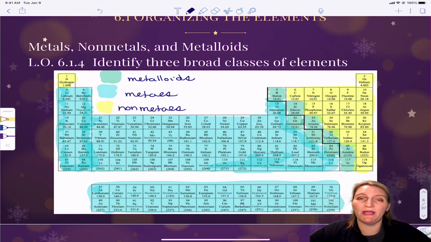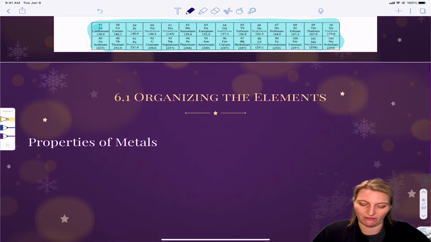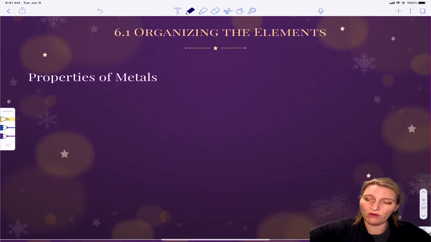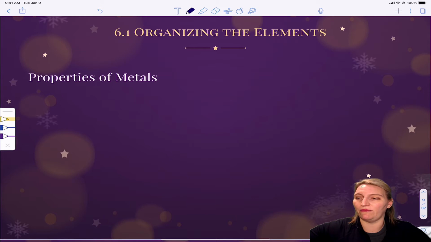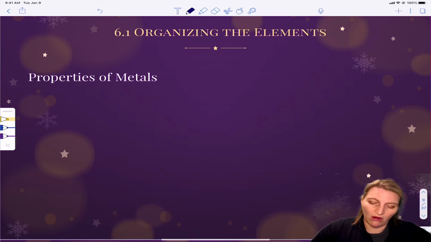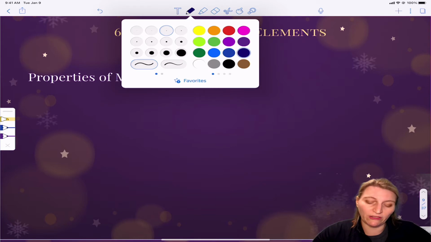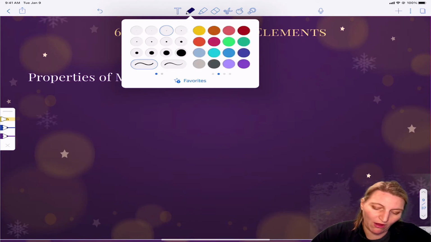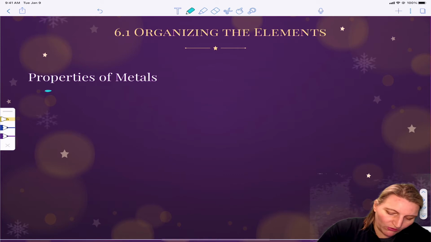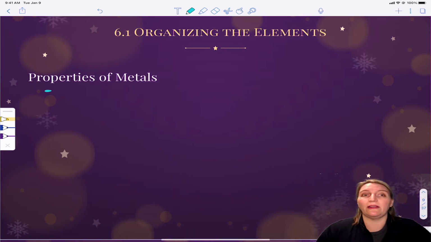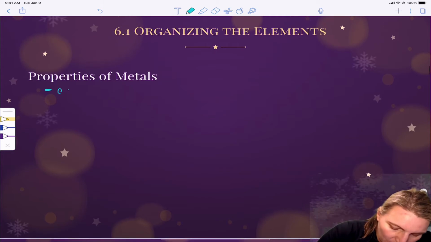So now that you have the periodic table color-coded, we can actually talk about some of the properties of these particular groups of elements. So what would be some of the properties of metals? Well, a lot of these are going to be properties that you may already know, or things that you already know about metals. So, when we think of a metal, think of like copper or iron or nickel, something like that. All metals are shiny, they're malleable and ductile. They conduct heat and electricity. So let's write down some of those properties.